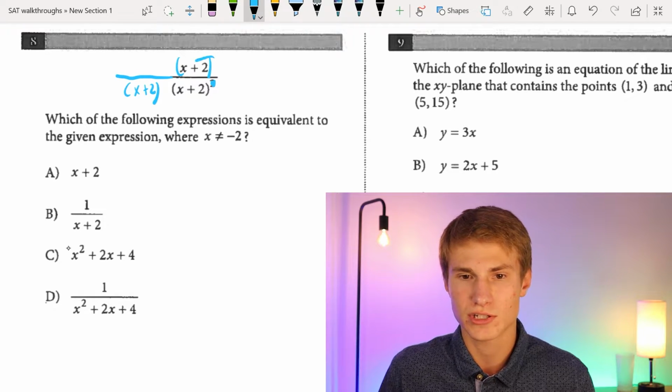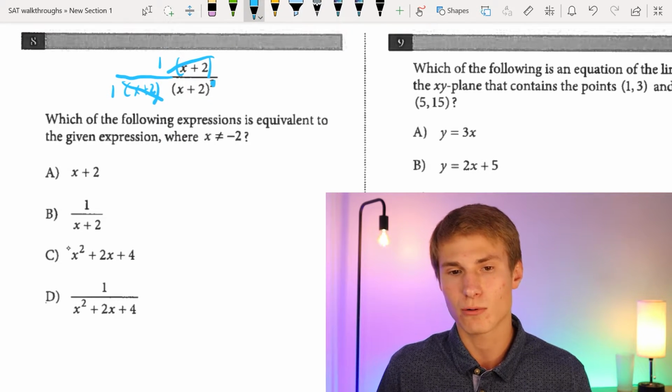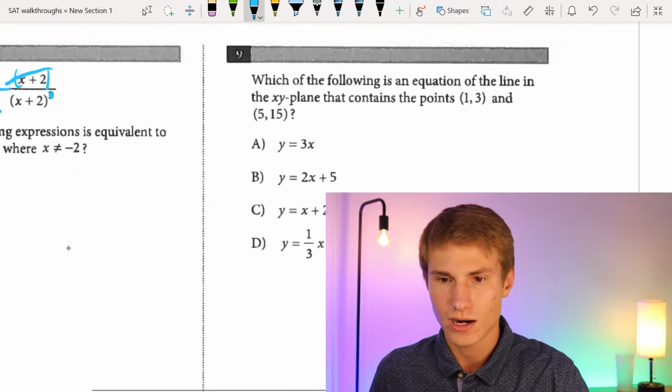From there, we see that we can just go ahead and cancel our x plus 2 in our numerator, put a 1 there, cancel our x plus 2 in our denominator, put a 1 there, and we're just going to end up with 1 over x plus 2, which we see is going to be answer choice B. All right, moving on to number 9.